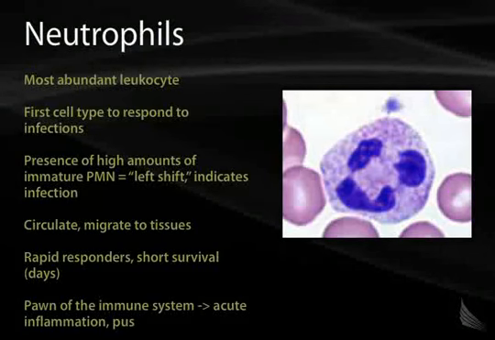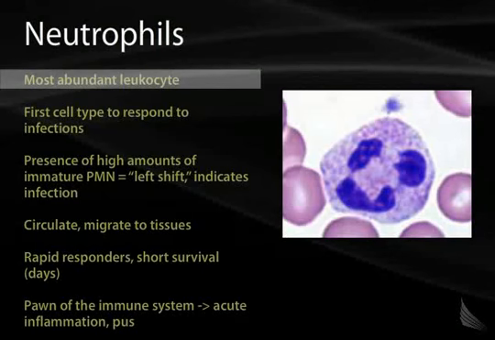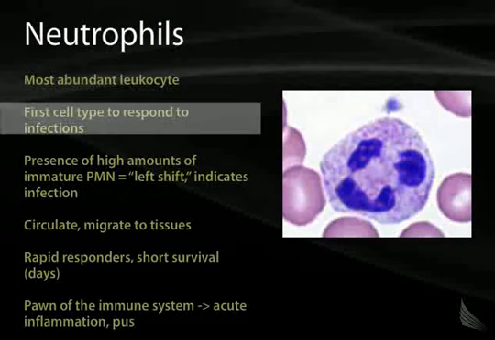Moving on, let's take a look at each of these cells on an individual level, starting with neutrophils. Neutrophils are the most abundant leukocyte or white blood cell that you'll find in the blood. They are also the first cell type to respond to infections. As part of the innate system, they're part of the immediate response. And the first cell you will always find in an acute inflammatory response is this neutrophil.